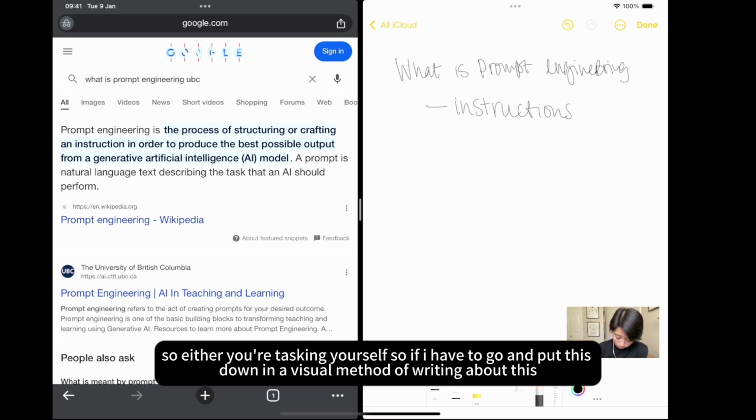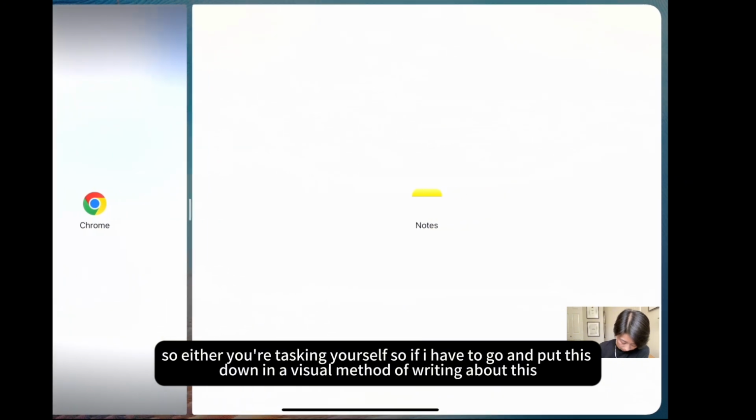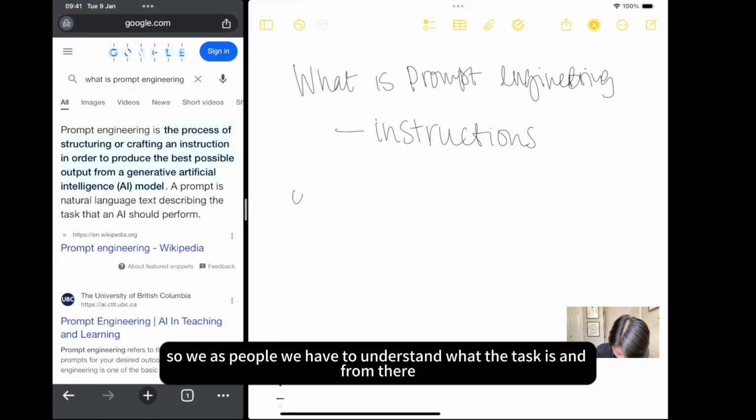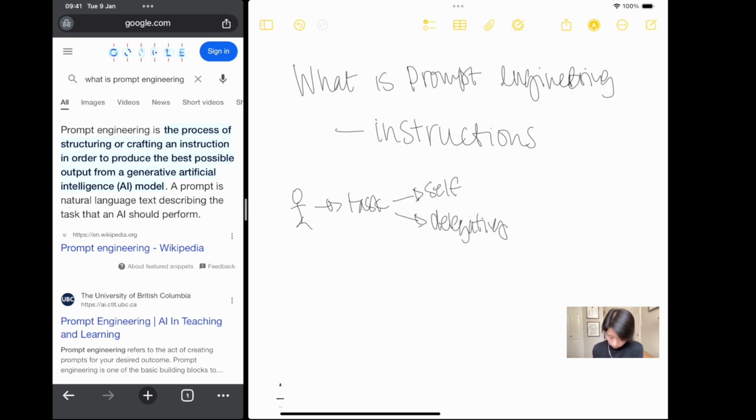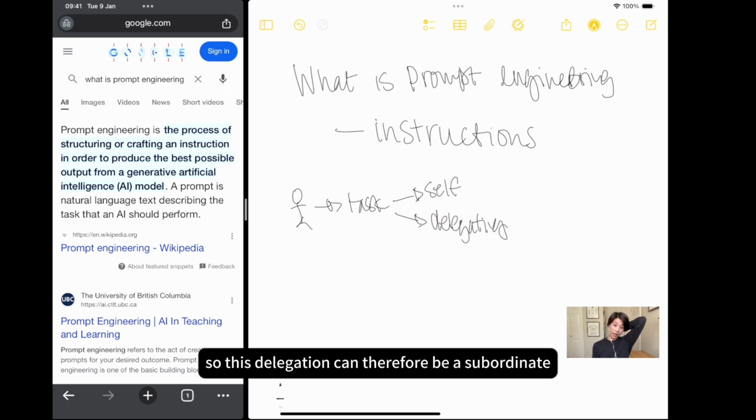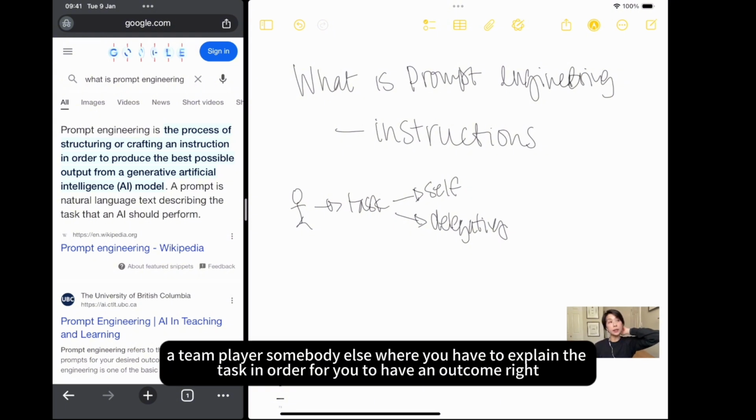If I have to put this down in a visual method of writing, then I would say something like this. We as people have to understand what the task is. And from there, we are either tasking ourselves or delegating to someone else. This delegation can be to a subordinate, a team player, somebody else, where you have to explain the task in order for you to have an outcome, right?